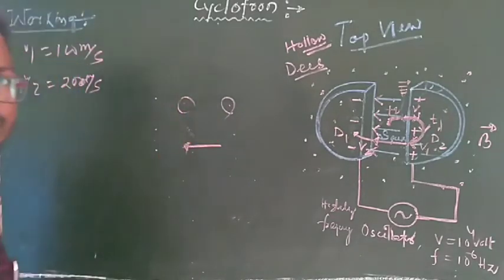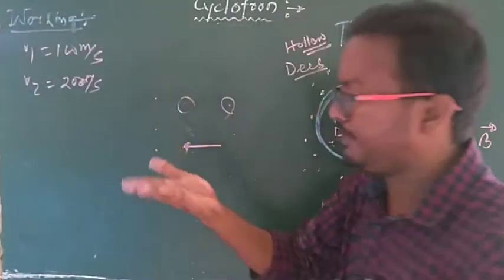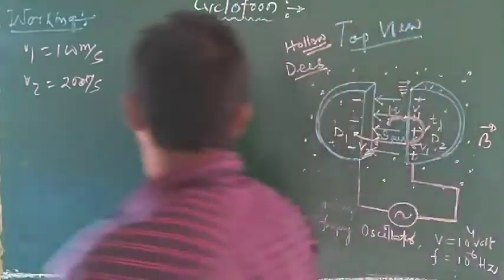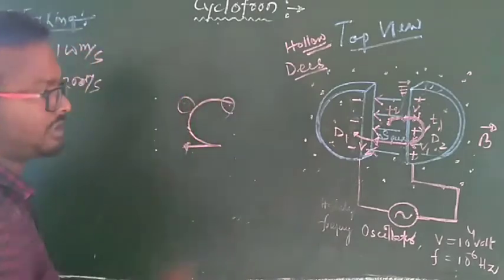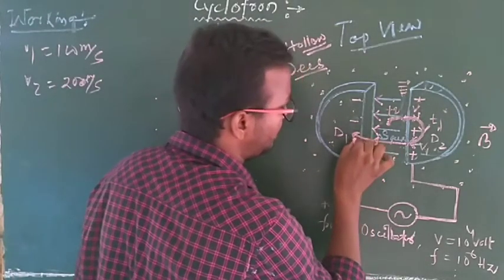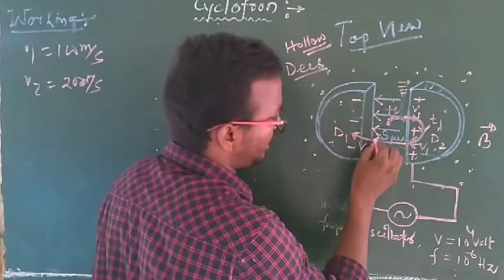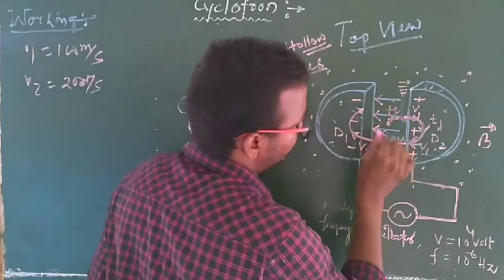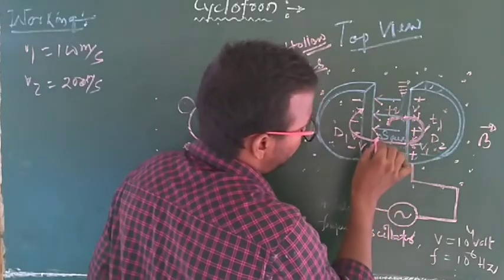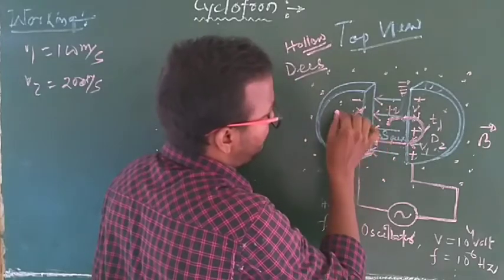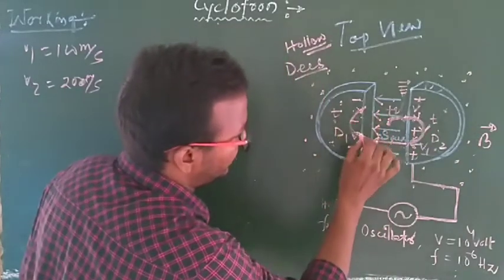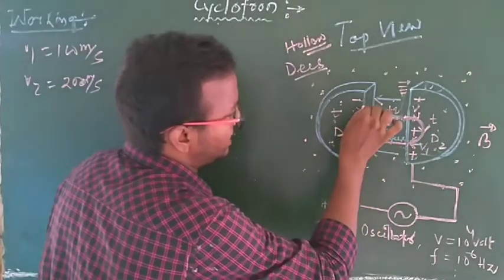If we use the right hand palm rule, then it experiences a force. Which direction? This is the direction of the magnetic field, outward, and this is the direction of velocity. So it experiences a force in the upward direction. So it changes direction and describes a circular path. So this charged particle moving with velocity V2 and entering D1 describes a circular path in this way, and the time taken by the particle to describe a semicircular path is also the same time t.